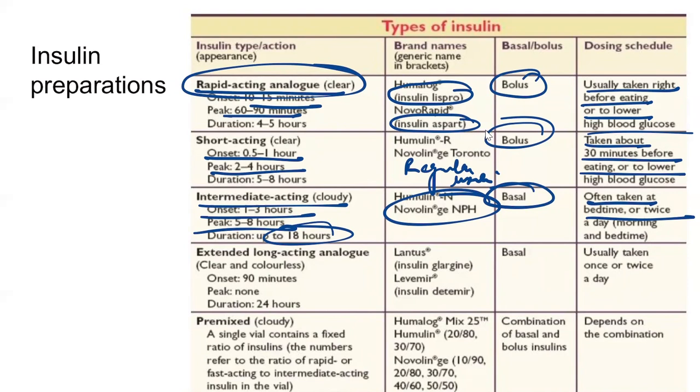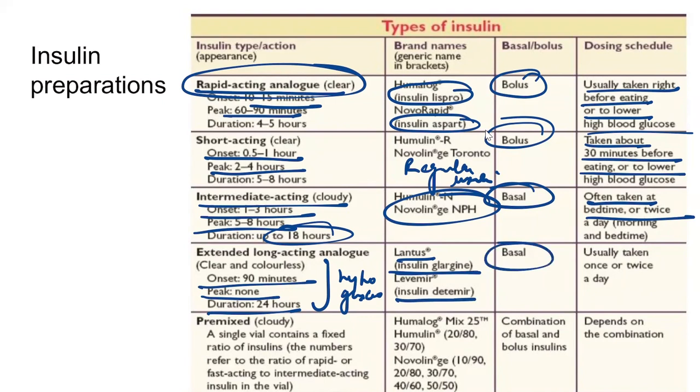Then we have extended long-acting analogs, whose onset is 90 minutes. There is no peak, so they generally don't cause hypoglycemia by themselves. And duration is 24 hours, so they are mostly given once a day. Examples are Lantus or glargine and detemir. They are mostly given as a basal dose.